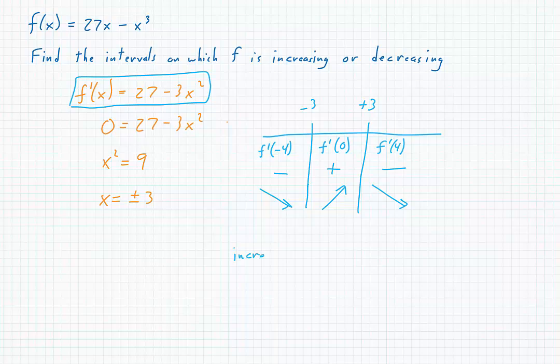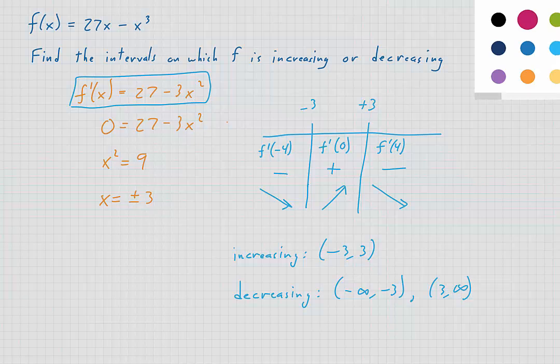So this function is increasing on the interval negative 3 to positive 3. And it is decreasing on the interval negative infinity to negative 3, as well as the interval 3 to positive infinity.